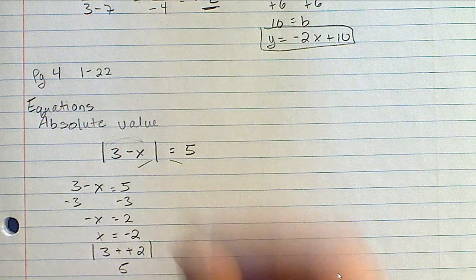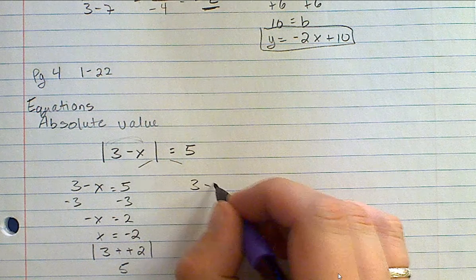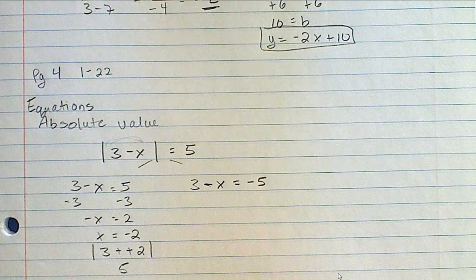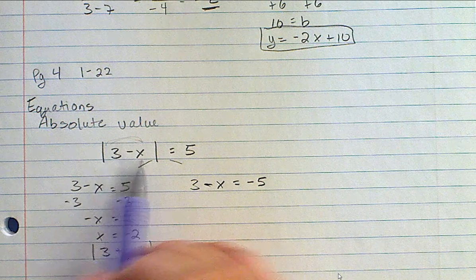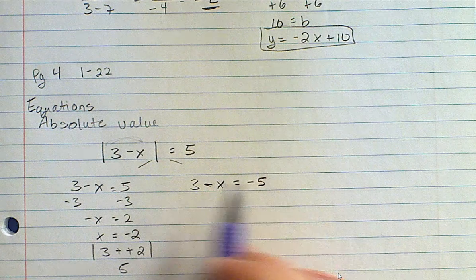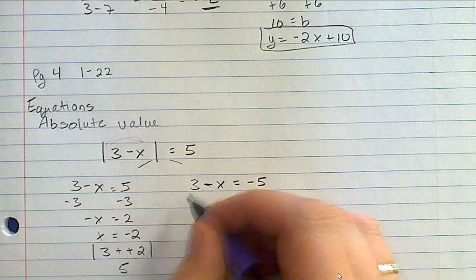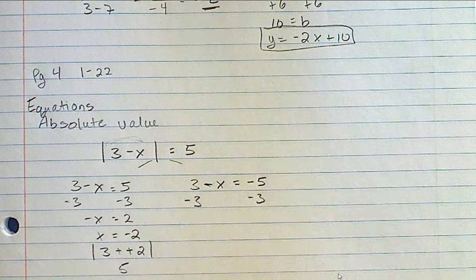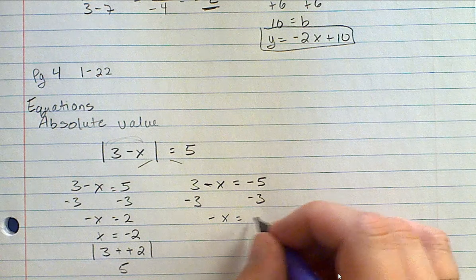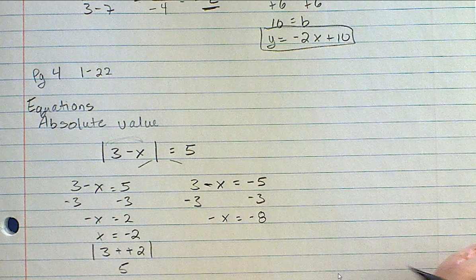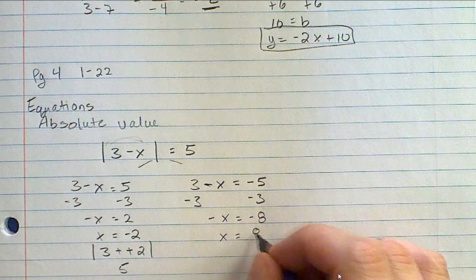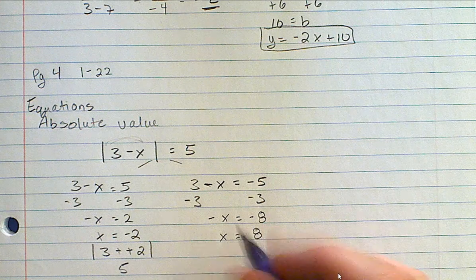The other answer is going to come from doing 3 minus x, setting it equal to -5. Because what's inside the absolute value could be -5, and then when you take the absolute value, it turns into +5. So the first step here is going to be the same as the first step you had over here. You're going to subtract 3, and you're going to get negative x is equal to -5 minus 3 is -8. Okay, and if negative x equals -8, Tristan, what does positive x equal? 8.